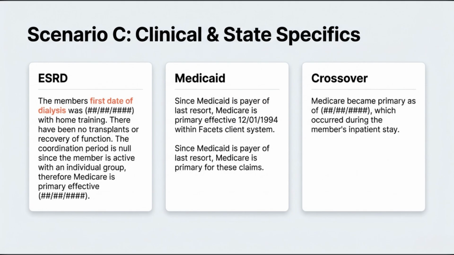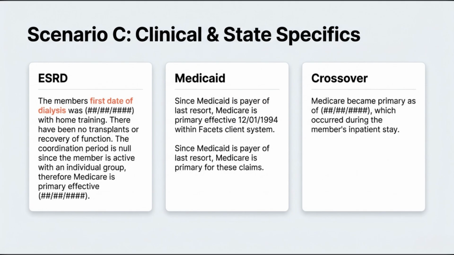It says the coordination period is null since the member is active with an individual group. Therefore, Medicare is primary effective. Why would that be? This is where we sharpen our COB detective skills. If it's an individual group and not a group health plan in the traditional sense, or perhaps a small employer group that doesn't trigger the GHP primary rule, then Medicare would be primary right from the start. This overrides that 30-month GHP coordination period we just discussed because the conditions for GHP primacy simply aren't met. It's a fantastic example of a rule having an exception based on the type of coverage, not just the diagnosis. Are you seeing those details now?